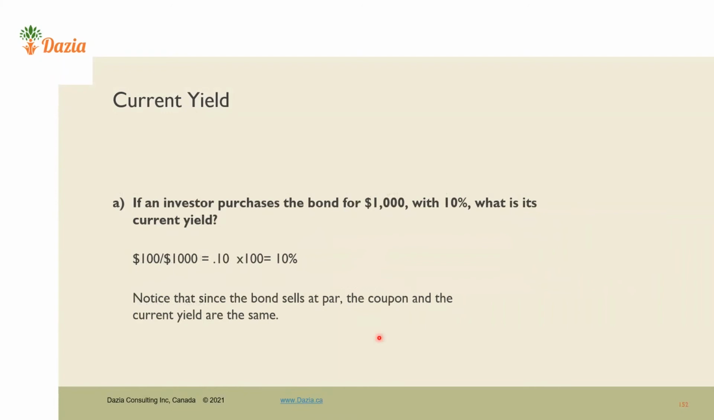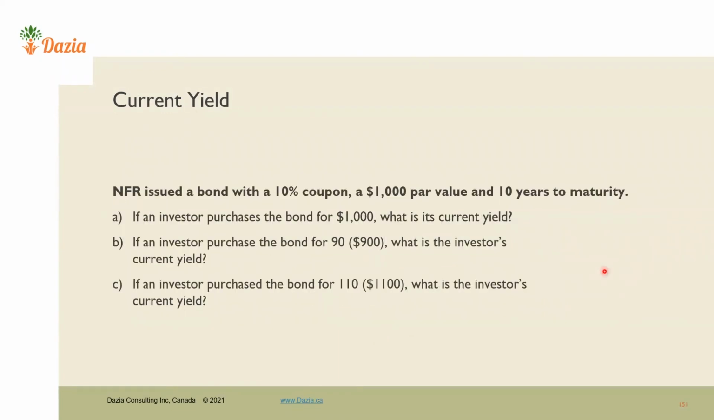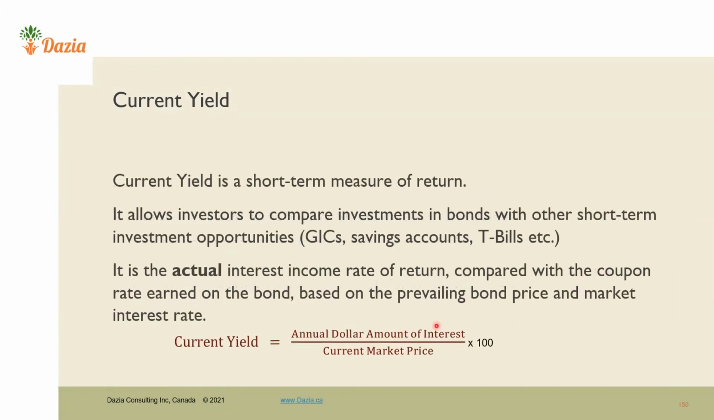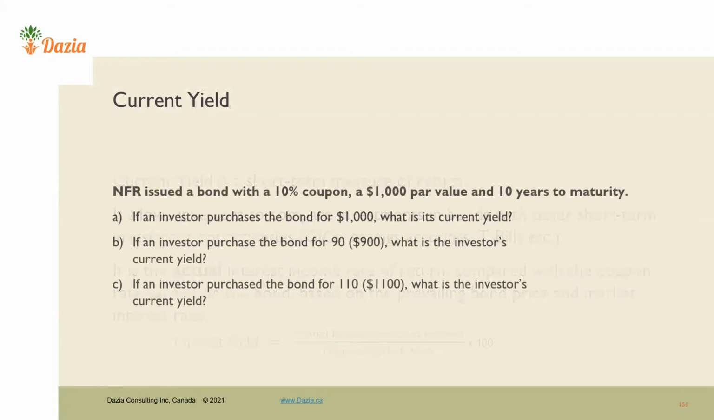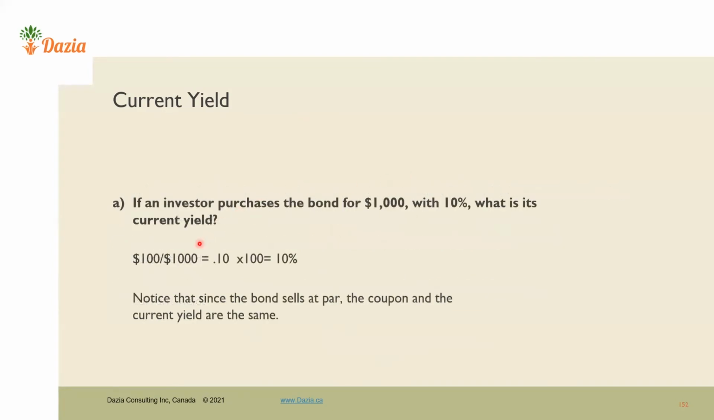So first one, if you remember from the formula, you have to take the annual interest divided by the market price. Annual interest: we need to calculate what is 10% of $1,000. It is going to be $100, right? 10% of 1,000 is $100. So $100 divided by 1,000 that you're investing, times 100, is going to give you 10%. So it means that the 10% current yield is equal to the coupon rate.